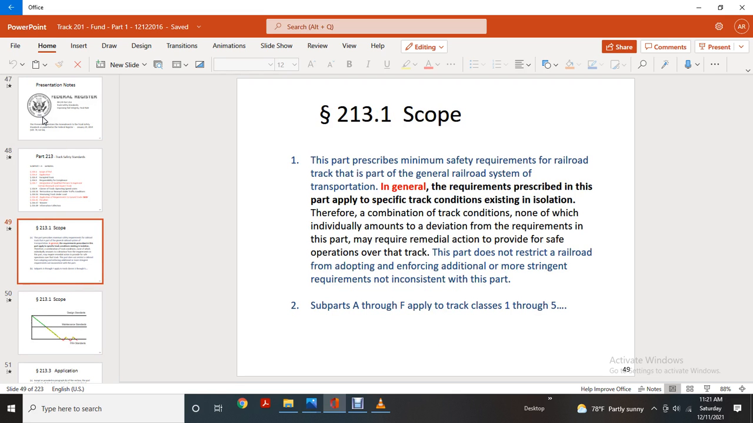Scope of this part: it describes the minimum safety requirements for railroad track that is part of the general railroad system of transportation. General requirements prescribed by the parts apply to the specified track conditions. In isolation, a combination of track conditions, none of which individually amounts to a deviation from the requirements of this part, may require remedial action to provide for safe operations over the track. This part does not restrict a railroad from adopting and enforcing additional or more stringent requirements not inconsistent with this part. So Parts A through F apply to track classes 1 through 5.